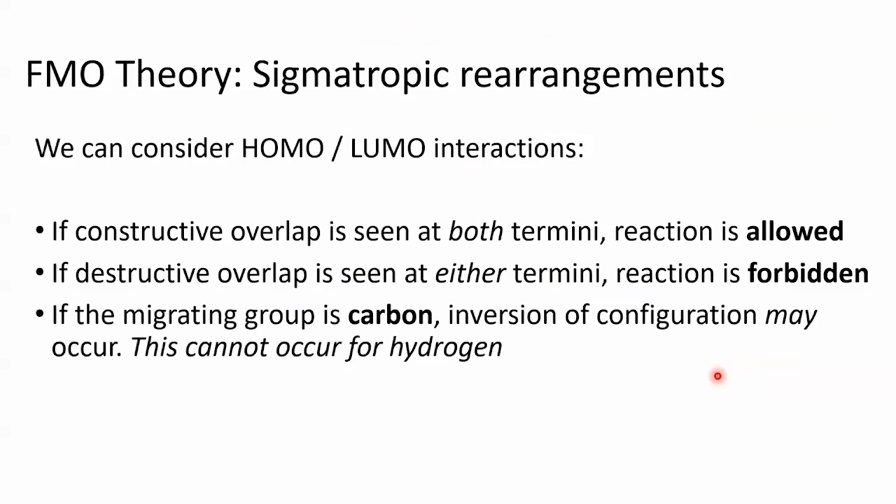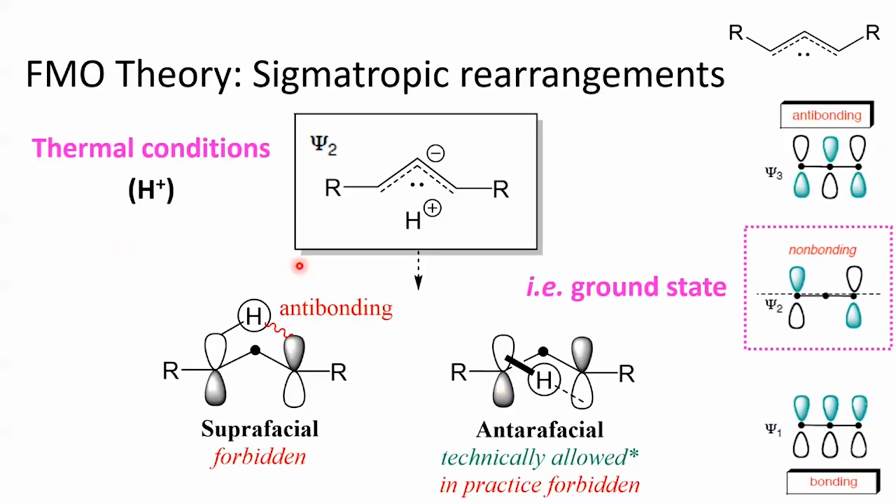We can consider this using frontier molecular orbital theory. As I was saying before, if you see constructive overlap at both termini, the reaction is going to be allowed. If there's destructive overlap at either termini, the reaction is going to be forbidden. Now, some interesting things can happen if the migrating group is carbon. What you can actually see is an inversion of the stereochemistry or configuration as the reaction occurs. This can't occur for hydrogen because it's typically not going to have any functional groups attached to it. So let's consider an example.